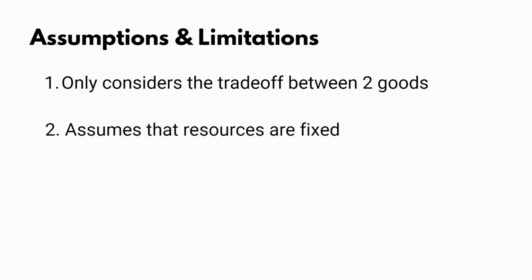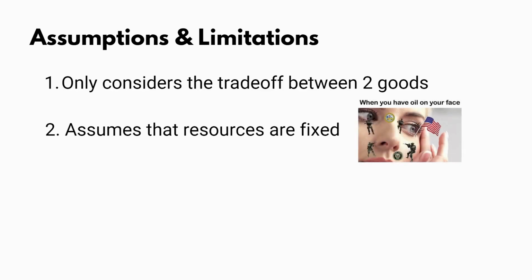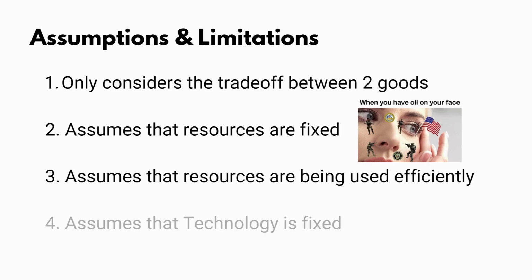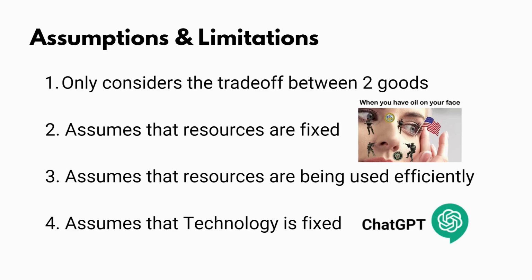Another issue is that it assumes resources are fixed within a country and do not change. In the real world, countries may discover new resources such as oil and precious minerals in their country. Thirdly, it assumes that resources are always being used efficiently. And finally, it assumes that technology levels are fixed and do not change. In the real world, technology is constantly developing. For example, before the existence of ChatGPT, students actually had to be creative at cheating.